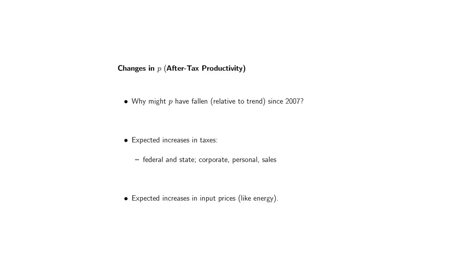Finally, increases in sales taxes influence this, because that affects how much of the productivity is actually getting to the consumer. So all these forms of taxes, federal, state, corporate, personal, and sales, end up affecting after-tax productivity. The other possible change that firms might be worried about is expected increases in input prices, like energy. If you think about when you hire a worker, you have to use a certain amount of electricity for that worker to be effective, and if that electricity or energy is going up in price, that could also be a reason why you think that worker's after-tax productivity is actually lower.